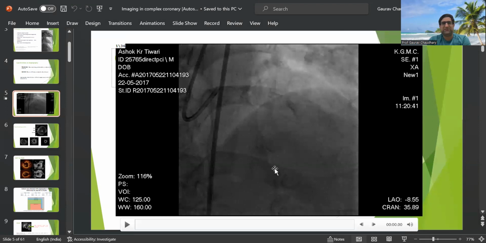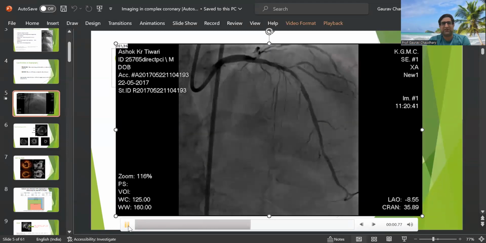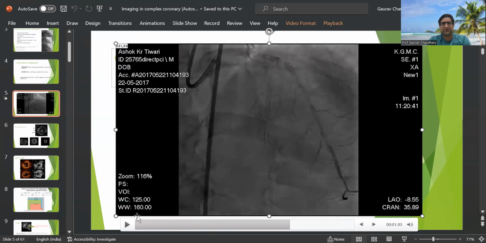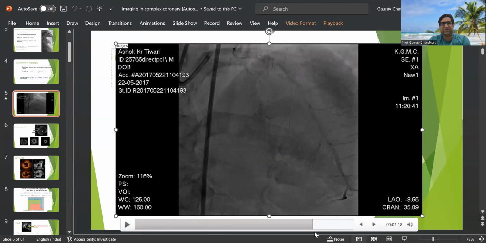So, this is a still image. I will run this image, and you can see the dye going inside, and once the dye stops, you can see this is the place. In the proximal to mid LAD, you can see there is some blackish shadow, even though there is no dye, and it is on both sides of the vessel.